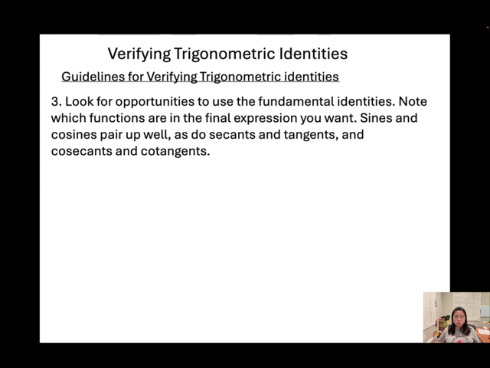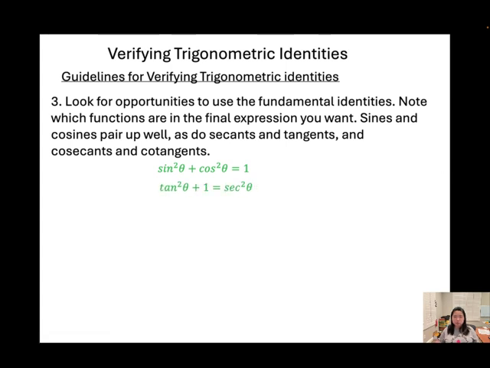Number 3, look for opportunities to use the fundamental identities. Look at which functions are in the final expression you want. If you're working on the left hand side, try to make it become the right hand side. You may want to use formulas also. Just like this one, you know that sine squared theta plus cosine squared theta equals 1. This is an identity you can apply when verifying trigonometric identities.